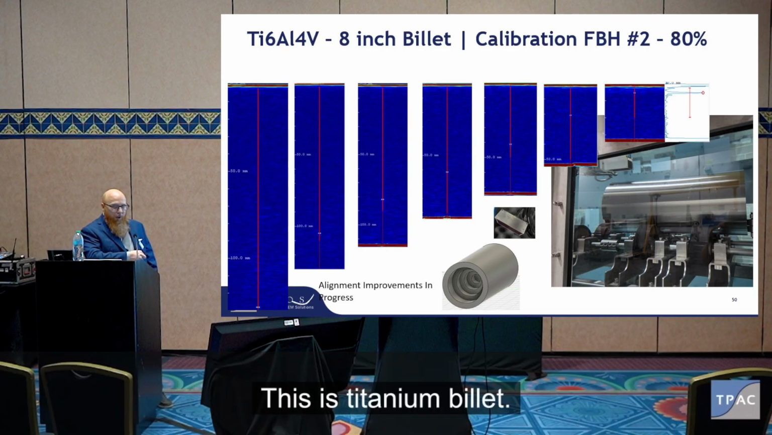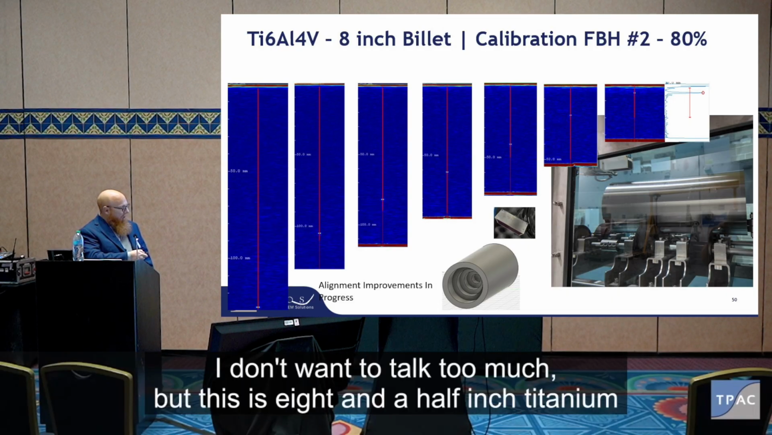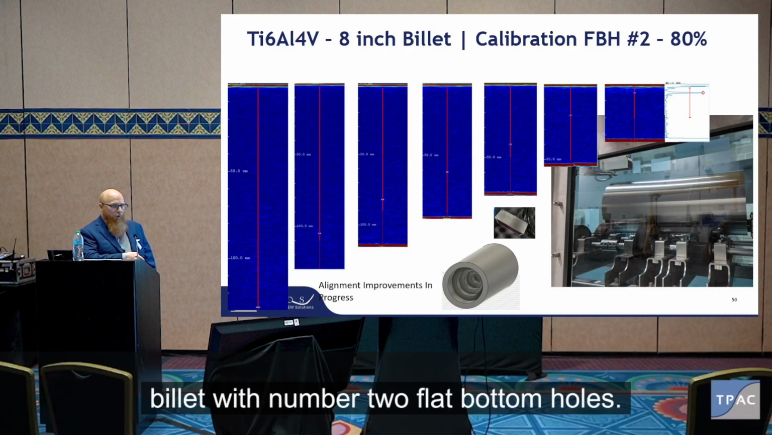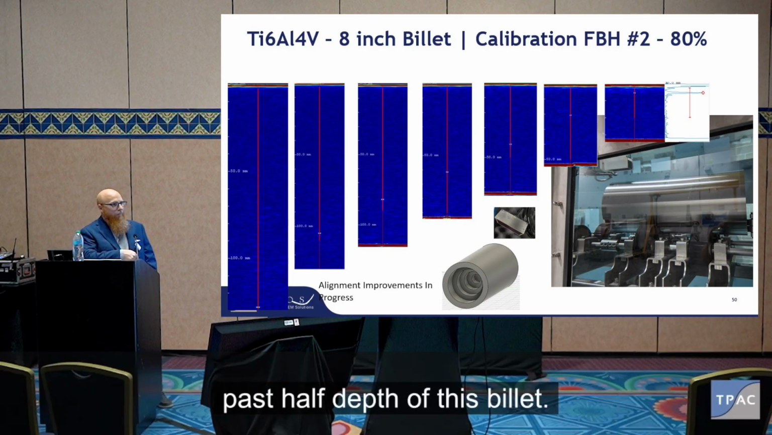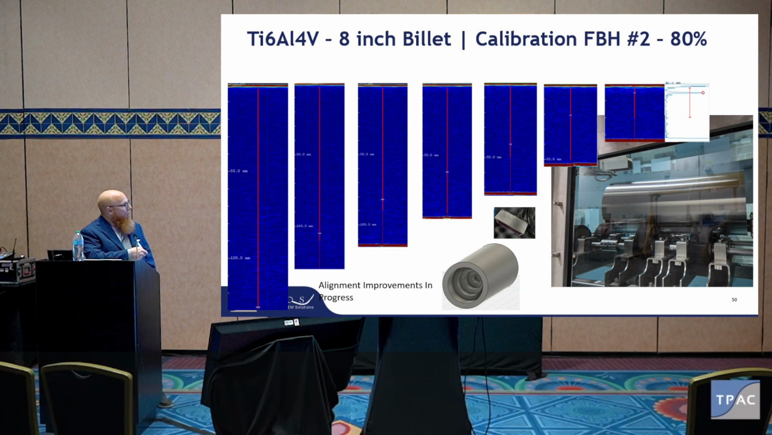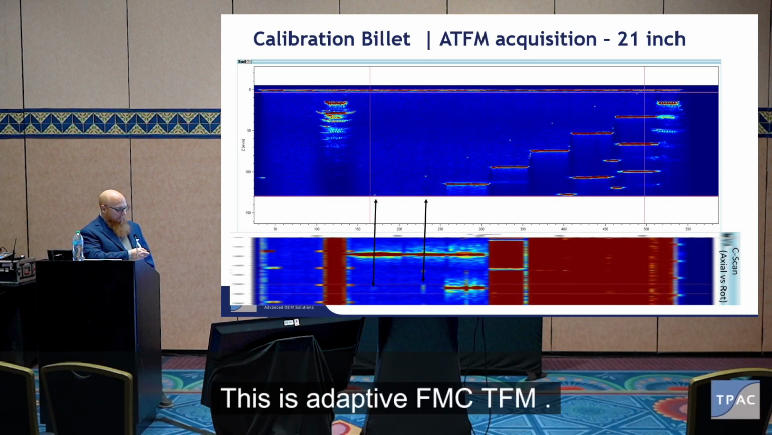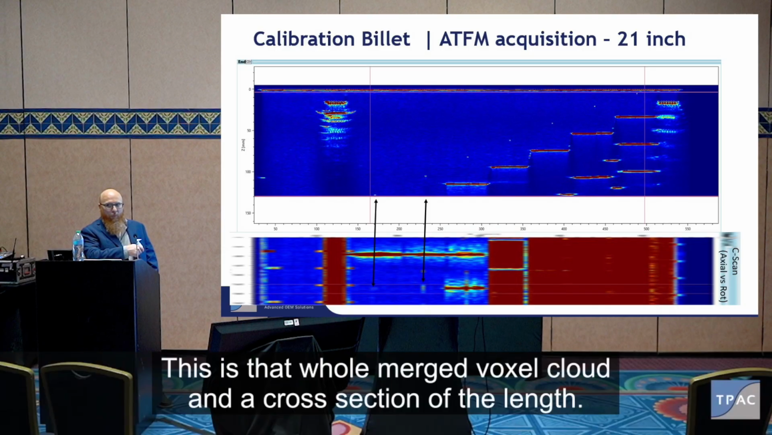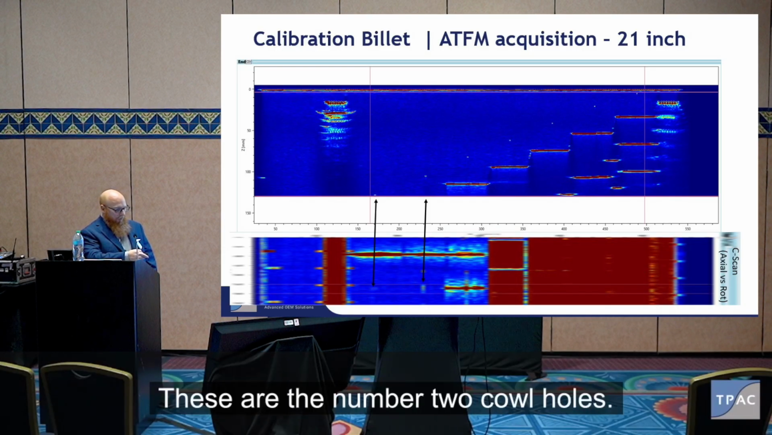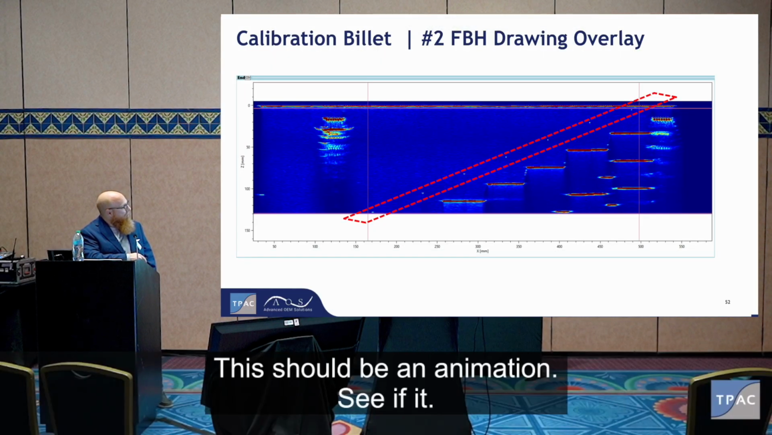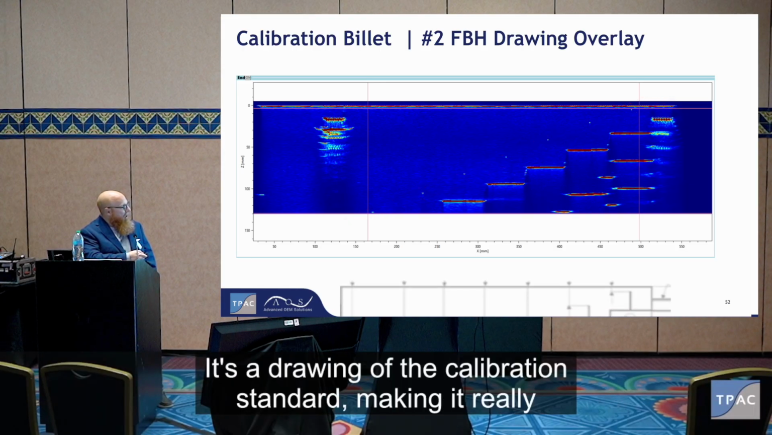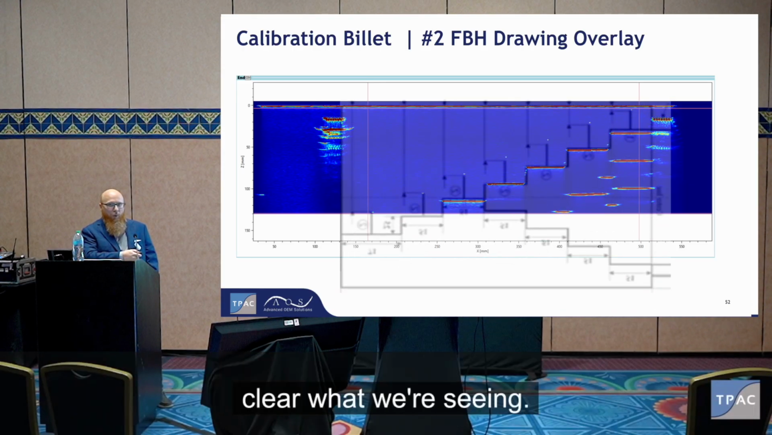This is titanium billet. This is 8.5-inch titanium billet with number 2 flat bottom holes. And these are 5 millimeters to 130 millimeters, whatever is just past half depth of this billet. This is adaptive FMC TFM. This is that whole merged voxel cloud and a cross section of the length. These are the number 2 flat bottom holes. This should be an animation. Here we go. It's a drawing of the calibration standard, making it really clear what we're seeing.